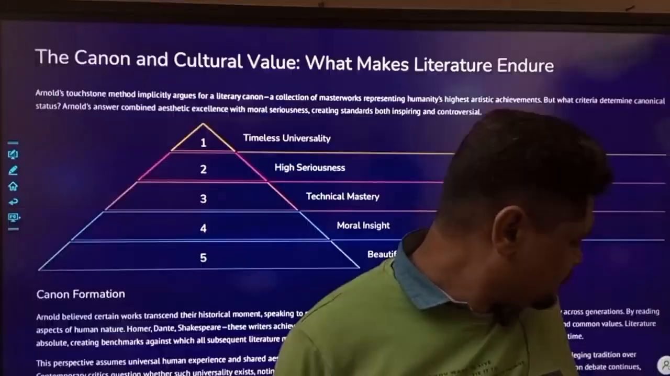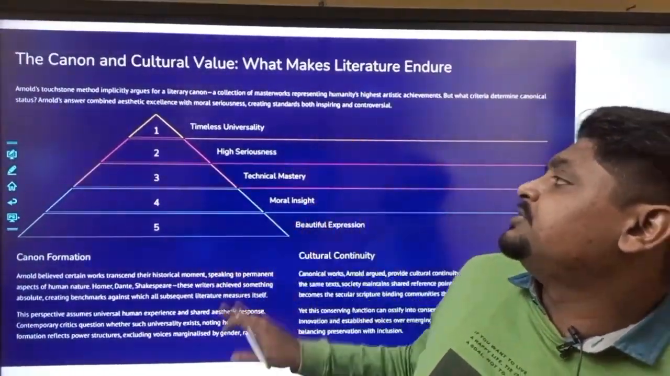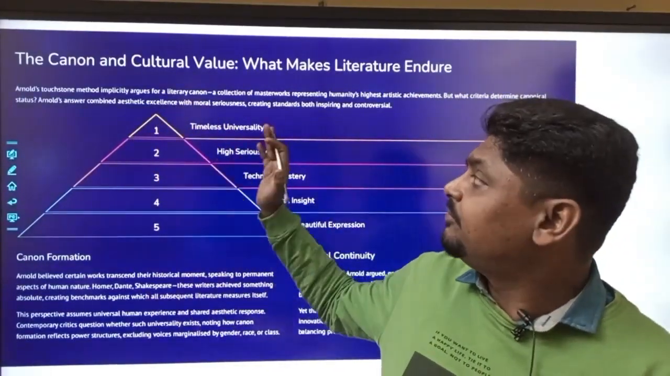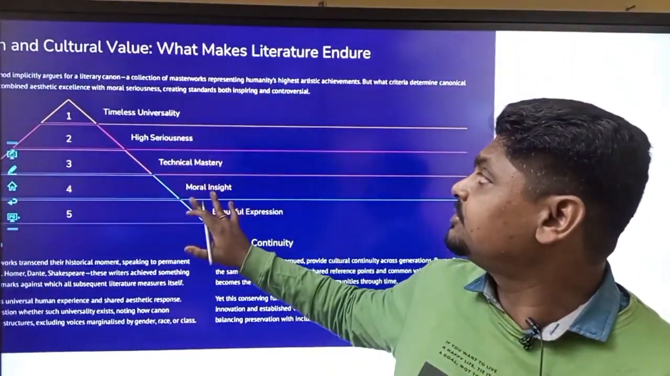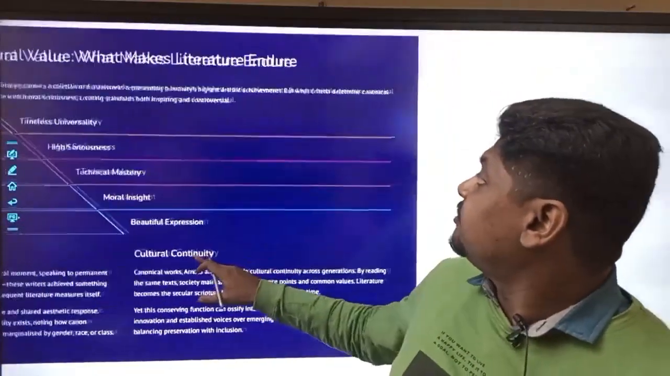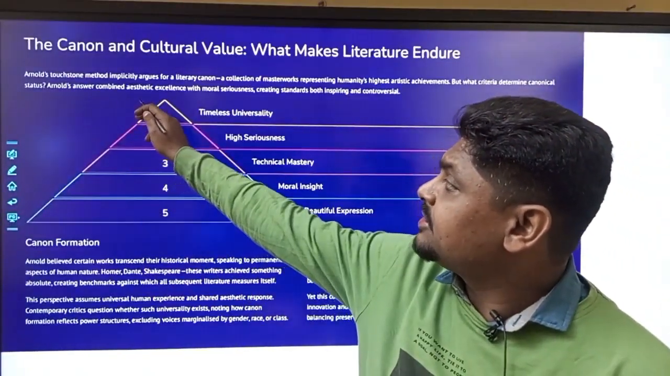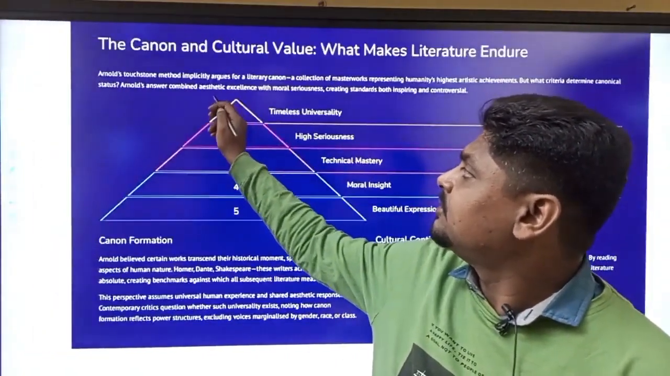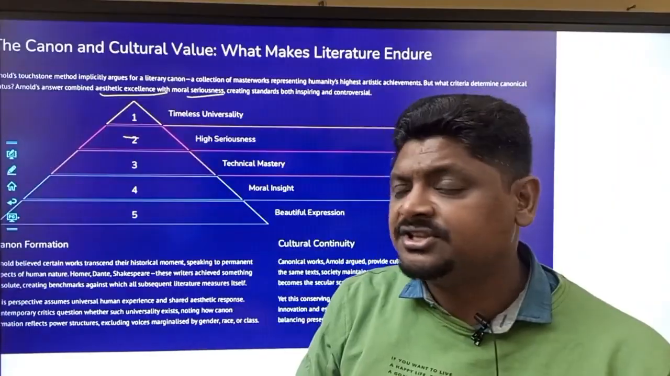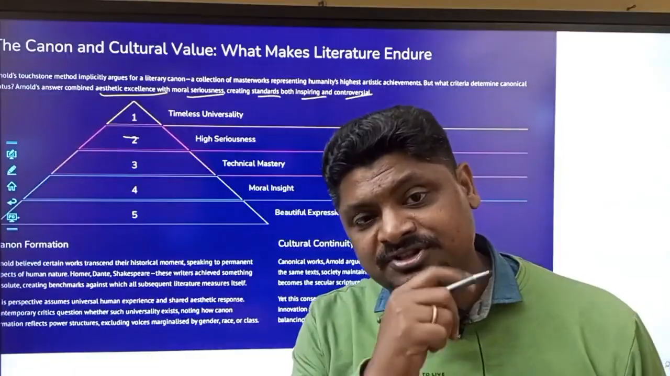Okay, now the canon and cultural value. What makes literature endure? Arnold touched on method, implicitly argues for a literary canon, a collection of masterworks representing humanity's highest artistic achievements. But what criteria determine canonical status? Arnold's answer combined aesthetic excellence with moral seriousness and high seriousness, creating standards both inspiring and controversial.